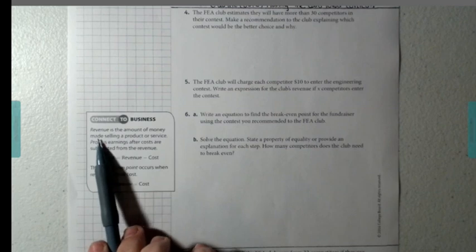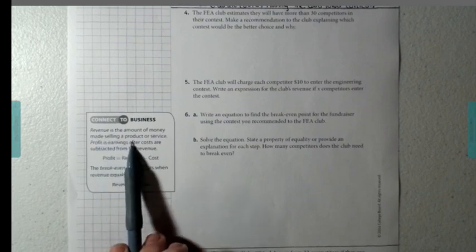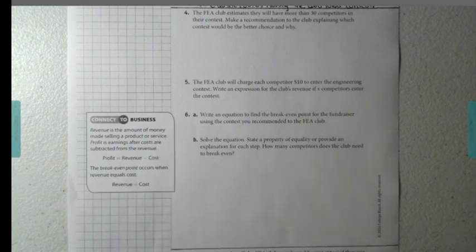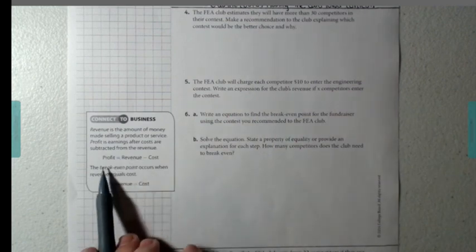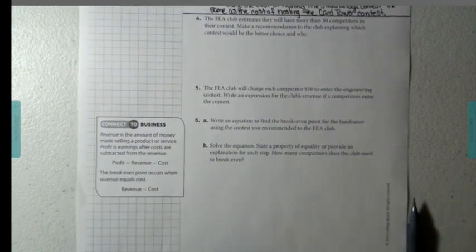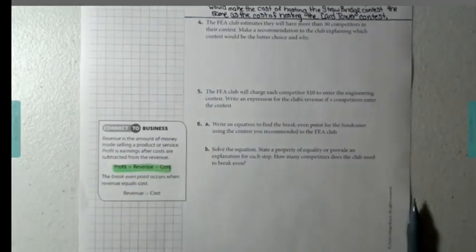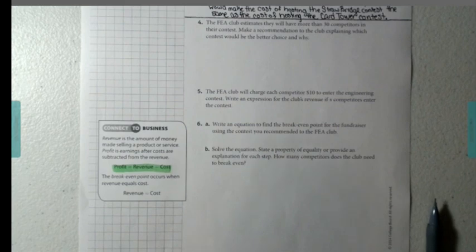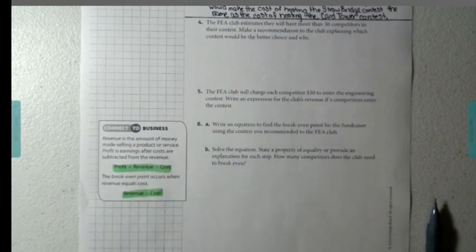It says revenue is the amount of money made selling a product or a service. Profit is earnings after the costs are subtracted from the revenue. Profit equals revenue minus cost. This is important. We will be coming back to this equation in a little bit. And the other thing is break-even point occurs when the revenue equals the cost. So when the two values are exactly the same.